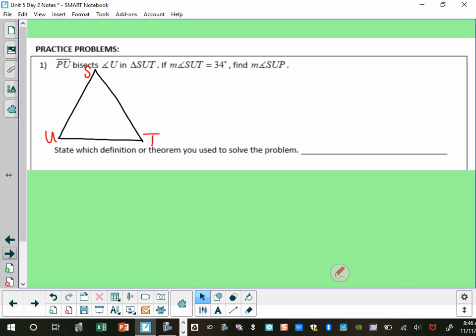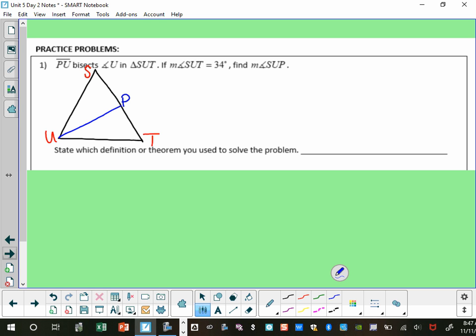All right, what line is going to bisect this triangle? Which line? PU. All right, but it bisects which angle? U. So I'm going to start with U, and I'm just going to draw a straight line, and I'm going to label this P. Because if PU bisects angle U inside this triangle, we just completed that whole first sentence.